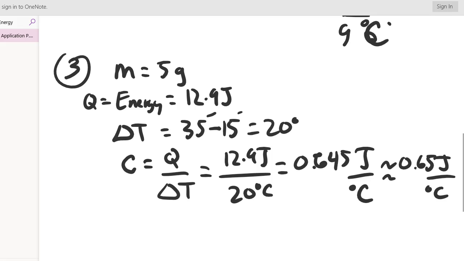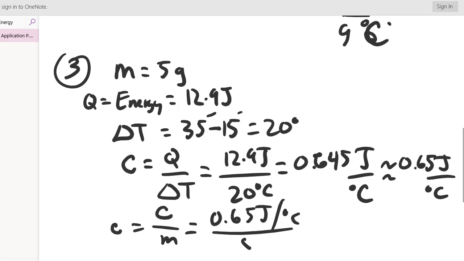If we want to know the specific heat for gold, we have to use the mass. The only thing we have to do is take, for the specific heat, little c equals the big C divided by the mass. In this case, it's 0.65 joules per degree Celsius divided by the mass, which is 5 grams. And we would get 0.13 joules per gram times degrees Celsius.